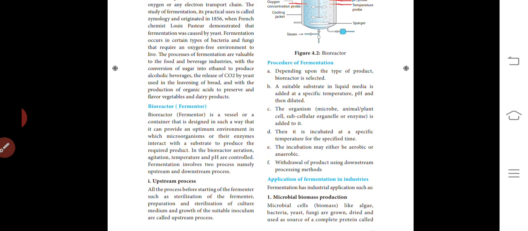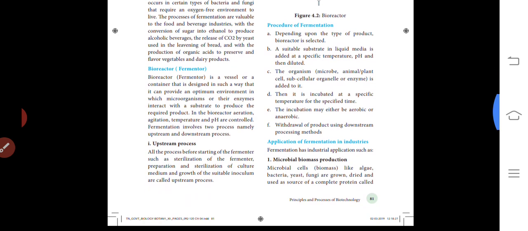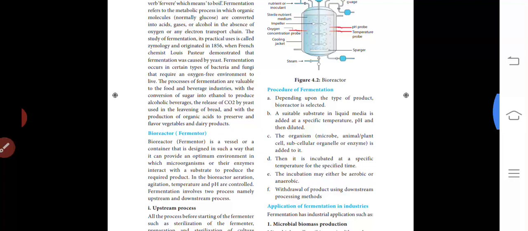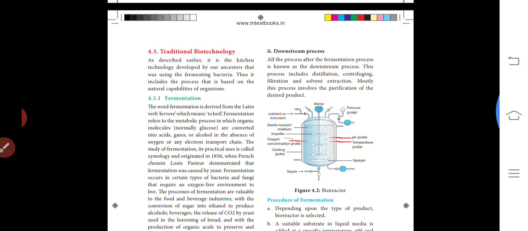Fermentation involves two processes, namely the upstream and downstream process. The upstream process is all the process before the start of the fermenter, such as sterilization of the fermenter, preparation and sterilization of culture medium, and growth of the suitable inoculum. The downstream process is all the process after the fermentation process. This includes distillation, centrifugation, filtration and solvent extraction. Mostly this process involves the purification of the desired product.